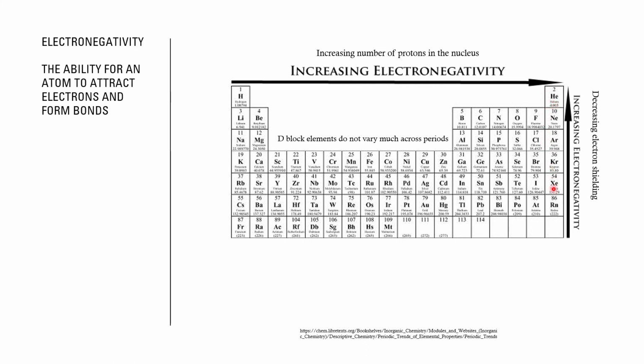Something else to note as well is that noble gases don't really have an electronegativity, because they already have a full outer shell, so they don't actually like to pick up any additional electrons. That will make a little bit more sense when we look at bonding in the next couple of videos.